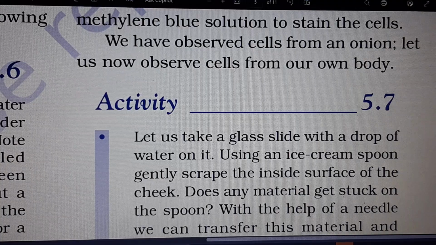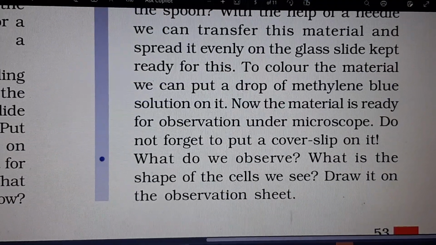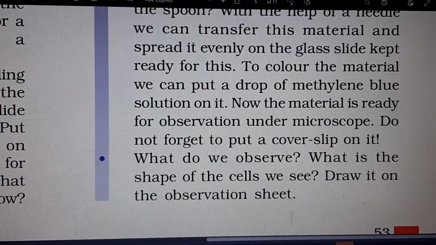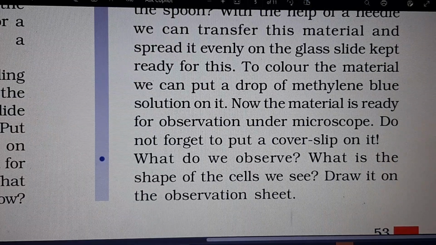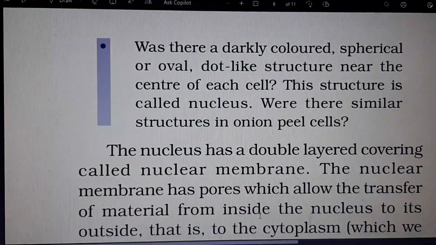With the help of a needle, we can transfer this material and spread it evenly on the glass slide kept ready for this. To color the material, we can put a drop of methylene blue solution on it. Now the material is ready for observation under a microscope. Do not forget to put a cover slip on it. What do we observe? What is the shape of the cells we see? Draw it on the observation sheet.